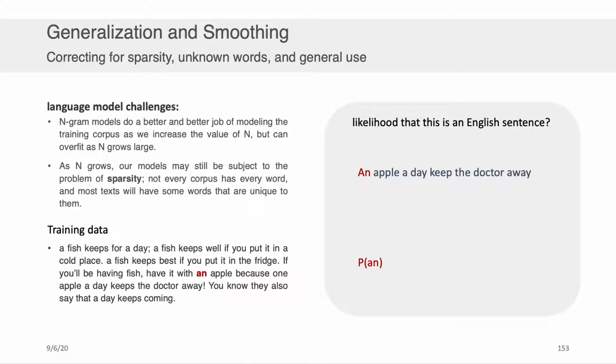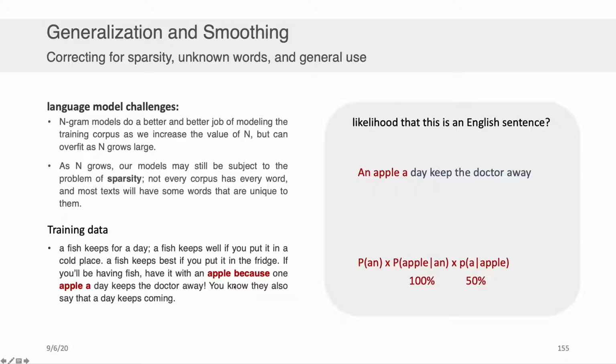One of the ways that we could go about evaluating the likelihood that this sentence was an English sentence is by looking here in our training data and saying, hey, let's get the probability of an, and then let's multiply it by the probability of apple showing up, given that it's an. And if you actually look through this text, apple is the only word that ever follows an. So the conditional probability there is actually 100%.